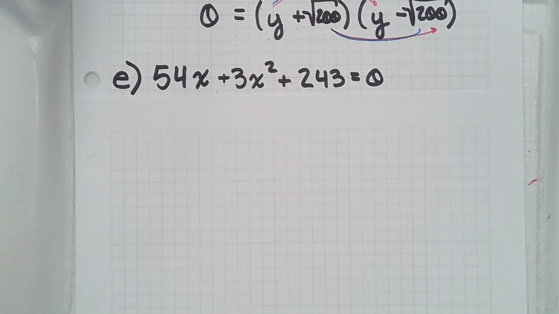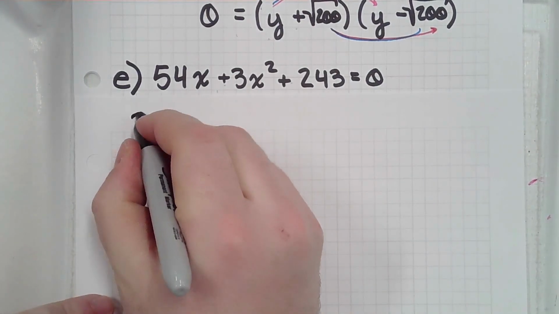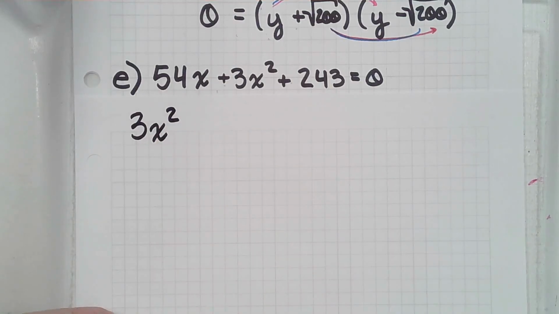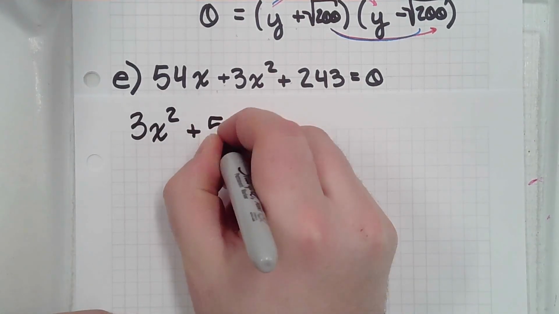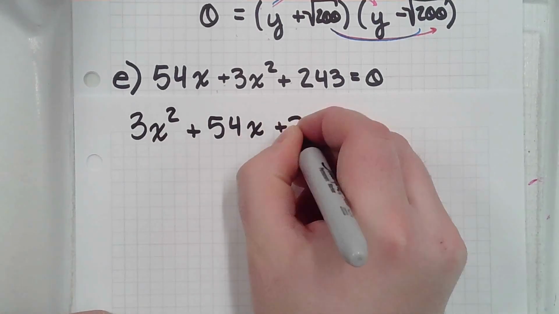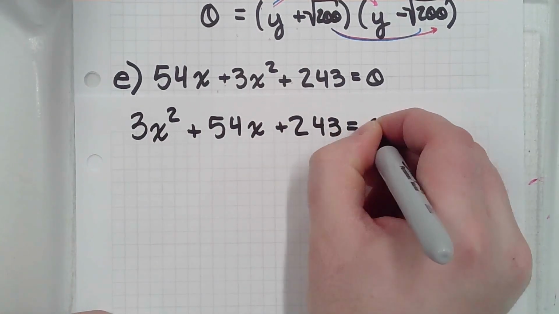Here's where a lot of people get thrown off too. First off, it's because this isn't in the right order. So let's just change the order. Let's put our quadratic term first, our linear term second, and then 243, our constant, third.